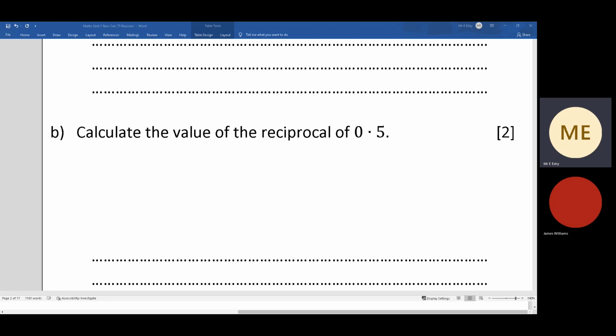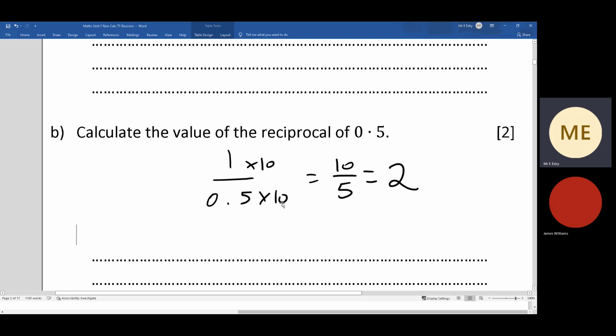Yeah, looks. So we've got 1 times 10 is 10. Let's have a look. So we've got 1 over 0.5. Yeah, that's great. So we have 10 over 5. There were 2 5s in 10, so my final answer would just be 2.